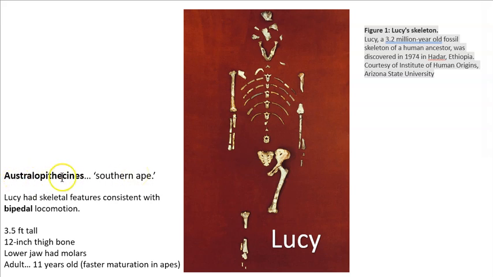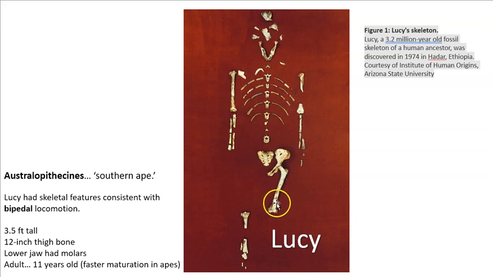Lucy was discovered in 1974. The term Australopithecus or Australopithecines means southern ape. And again, Lucy had skeletal features consistent with bipedal locomotion. She was about 3.5 feet tall. And take a look at that thigh bone. It was only 12 inches long.